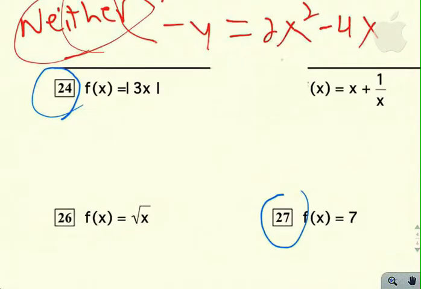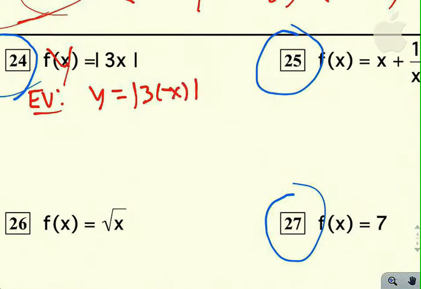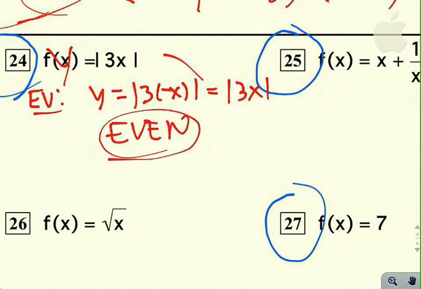Let's take a look at number 24. Think of f of x as y. So we're going to test it for even first, which means y-axis symmetry. That means you negate the x. Well, that's going to equal the absolute value of 3x. They're equivalent. Therefore, this is even. You don't have to check it for odd.